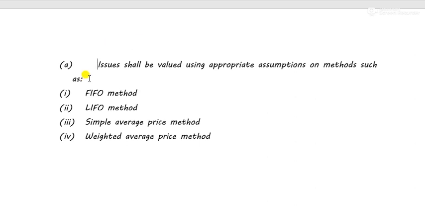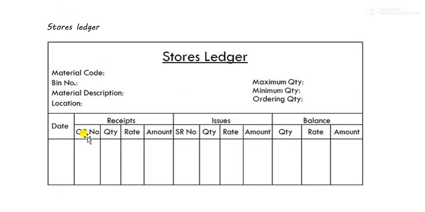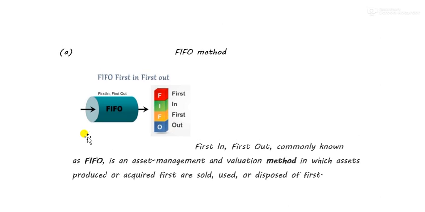So there are four methods: FIFO, first in first out; LIFO, last in first out; simple average price; and weighted average price method. So we'll do each method one by one. Today we'll start with the FIFO method. Now what does the FIFO method say?